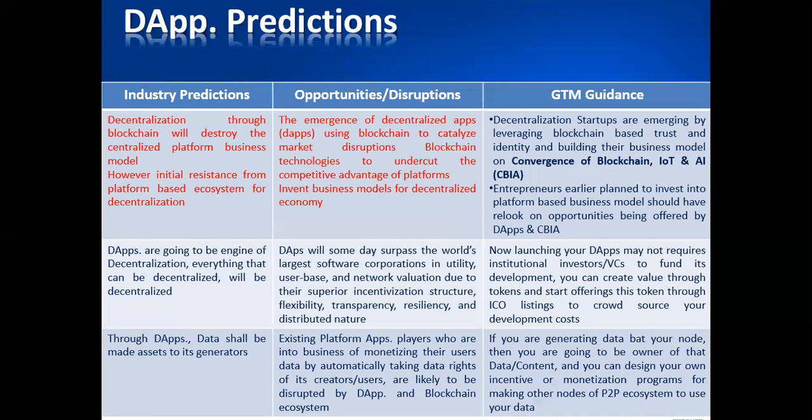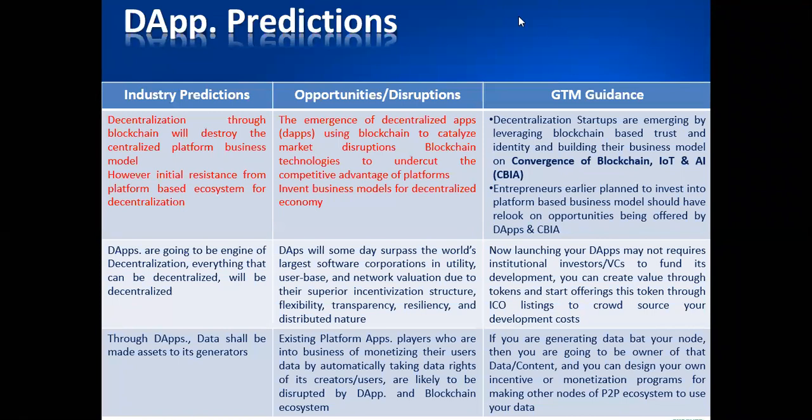The emergence of decentralized applications using blockchain to catalyze market disruptions, blockchain technology to undercut the competitive advantages of platforms. So invent business models for the decentralized economy. If you are an entrepreneur or an app developer, you should think about how you are going to use DApps to disrupt the existing bigger platform players. And if you are not targeting the distribution of the existing established players at all, then what are the newer things you can do? So here is some GTM guidance for you.